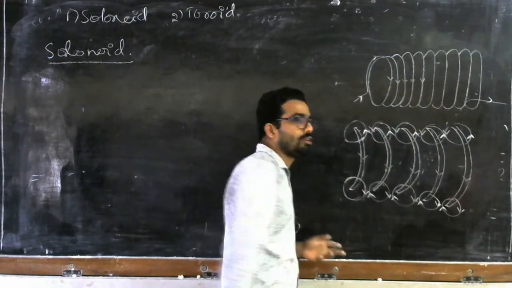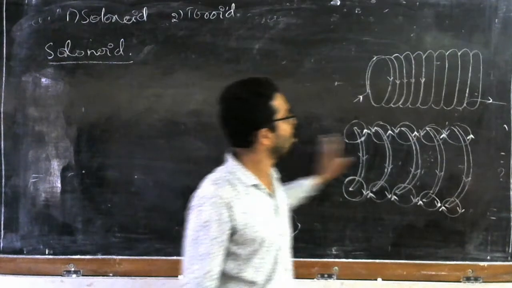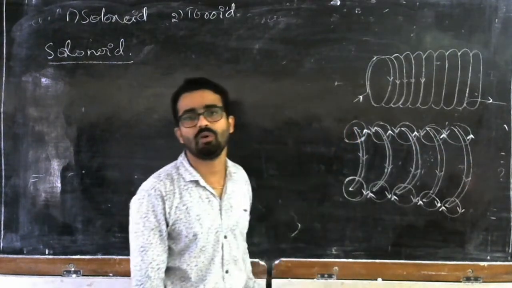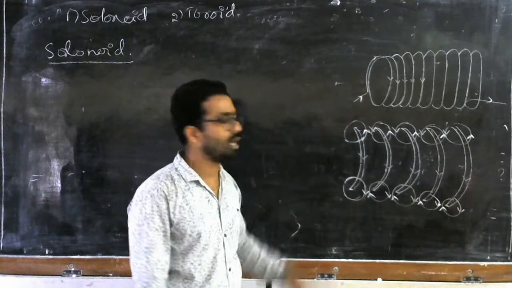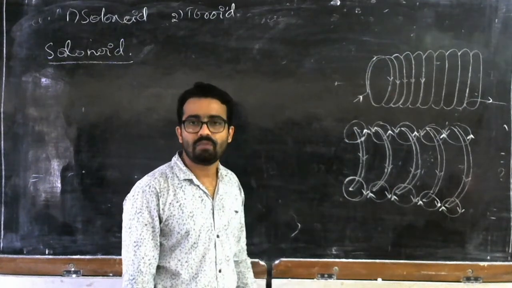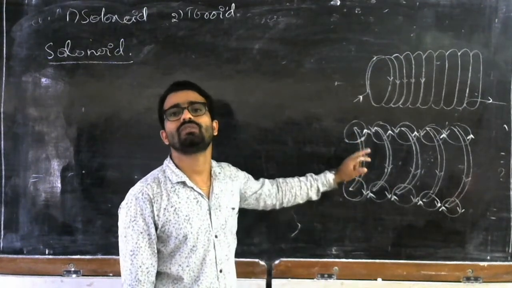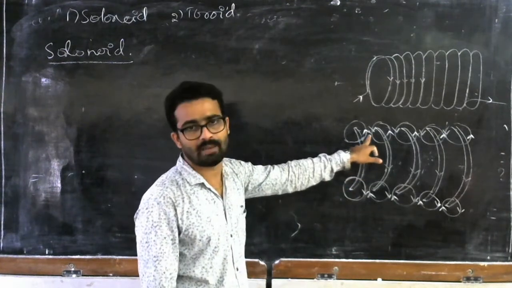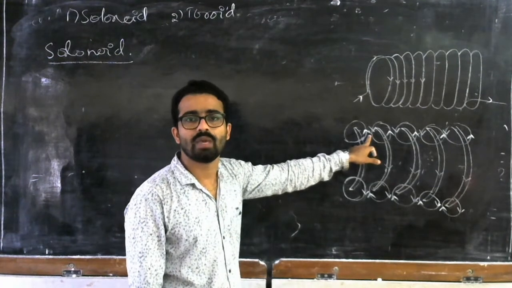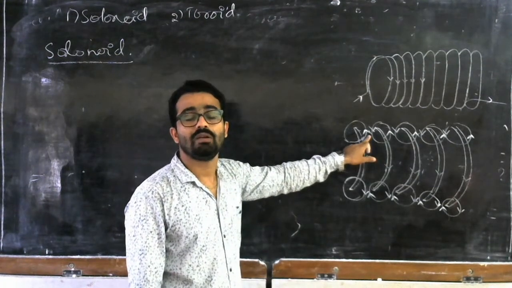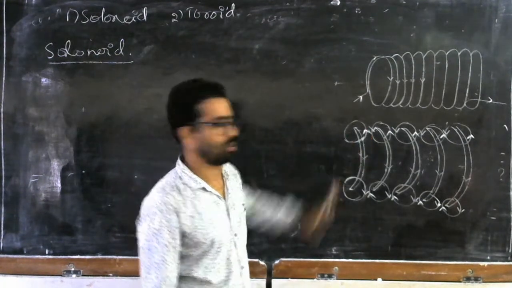What is the magnitude of current? Same through all these wires. That is, the magnetic field produced by each wire should also be the same. And the direction of magnetic field will be different due to the direction of current. Current directions are different here. That is why the direction of magnetic field will also be different, and it will be equal in magnitude.